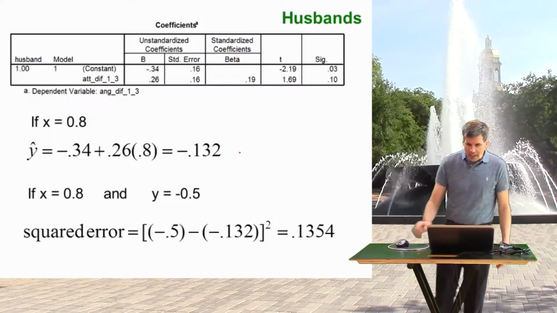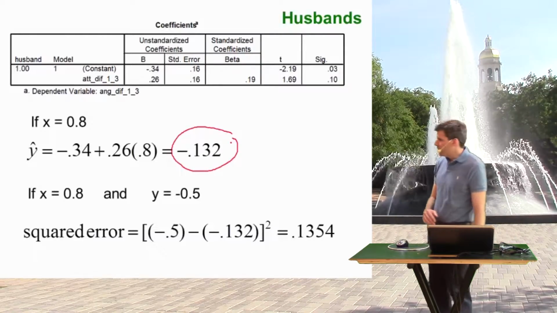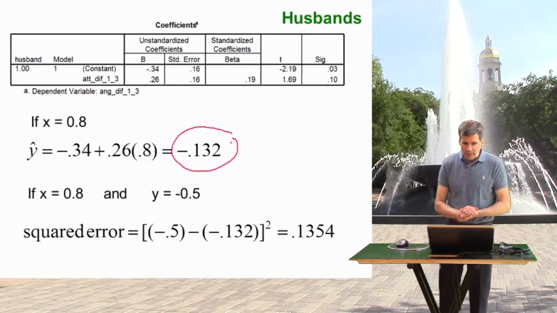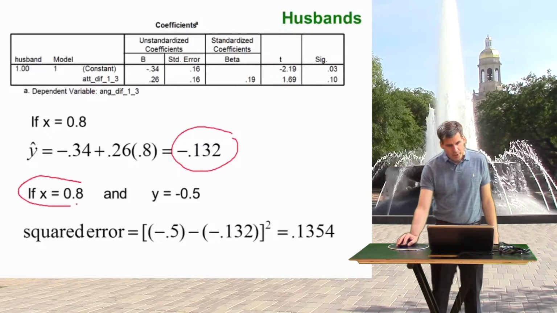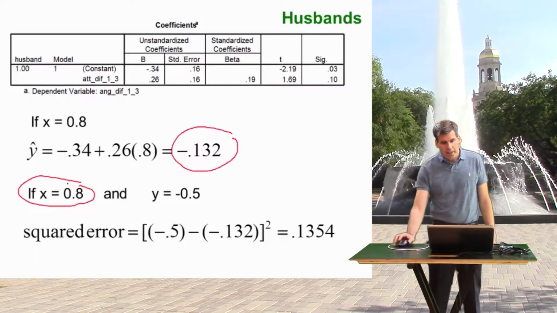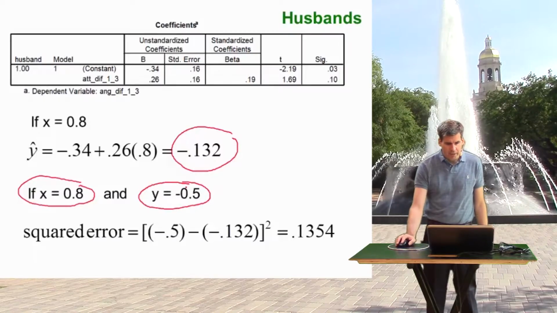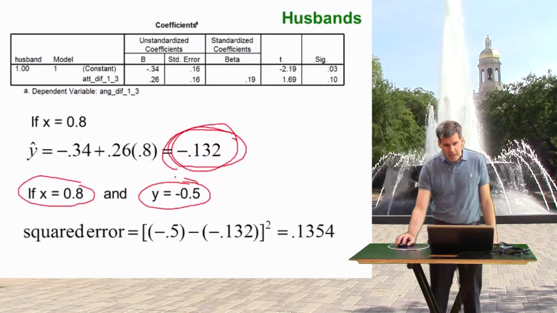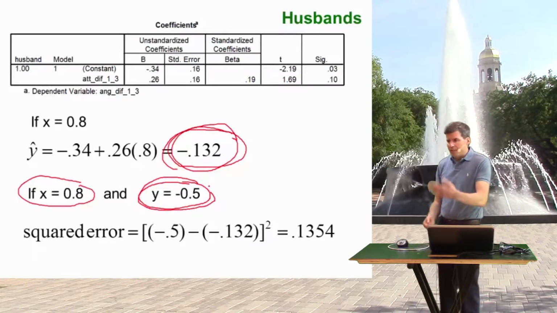Now, let's add to that. I just figured out that if this person gets a score of 0.8, their predicted y is negative 0.132. I'm going to ask a few more questions about that. I gave you x: this person's score on x was 0.8. But now I'm going to tell you their actual score on y. Say they actually got a score of negative 0.5. We predicted negative 0.132, but they actually got negative 0.5.